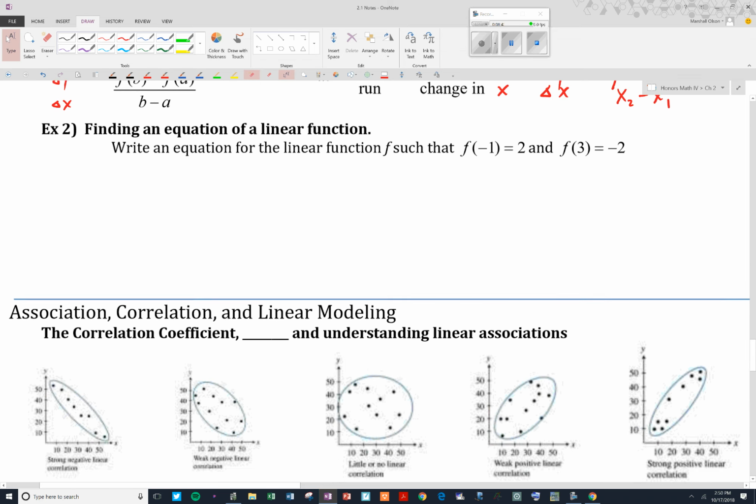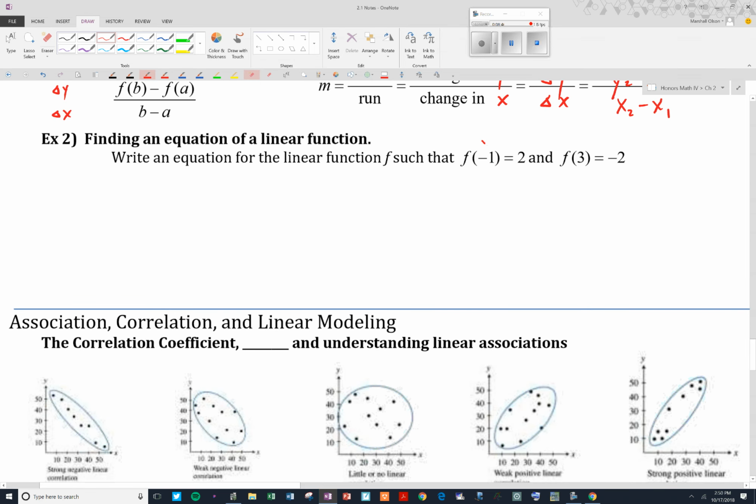So in example 2, they give you 2 points in function notation. Really, this is just saying our first x value is negative 1, and that y value from that same point is 2. Our second x value is 3, and our second y value is negative 2. It's just giving you 2 points in function notation. So if we're going to write an equation of a line, we would first find the slope by taking one y value and subtracting the other y value, taking the x value that was with that negative 2 as a y value, so 3, and subtracting the other x value. So we're going to have negative 4 over 4 here, which is negative 1.